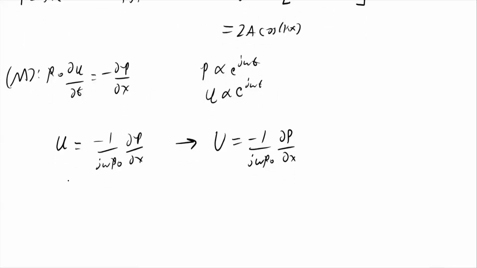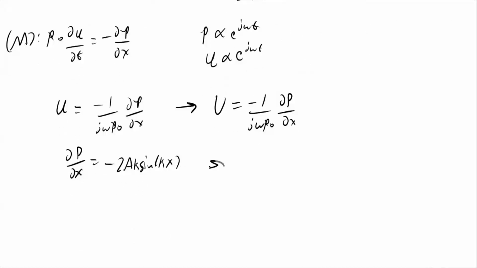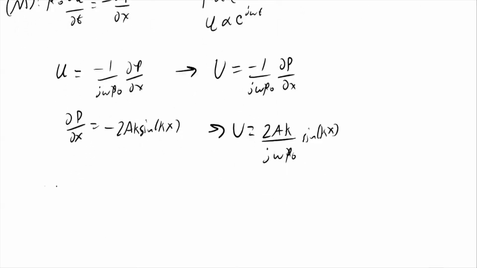Okay, so then the question is, what is dP dx? Well, P was 2A cos kx, such that, I apologize for this, p has the e to the j omega t factor. So what's the derivative of capital P with respect to x? Well, it is negative 2Ak sine kx, such that U is equal to 2Ak over j omega rho naught sine kx. Okay, so we want intensity, which we remember is 1/2 real part of p u complex conjugate. So we plug these in.